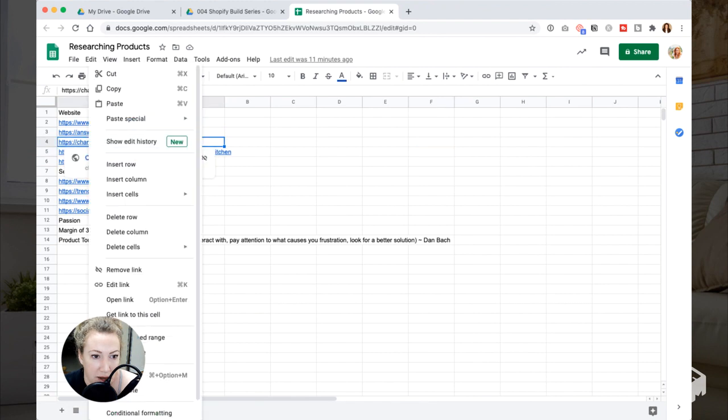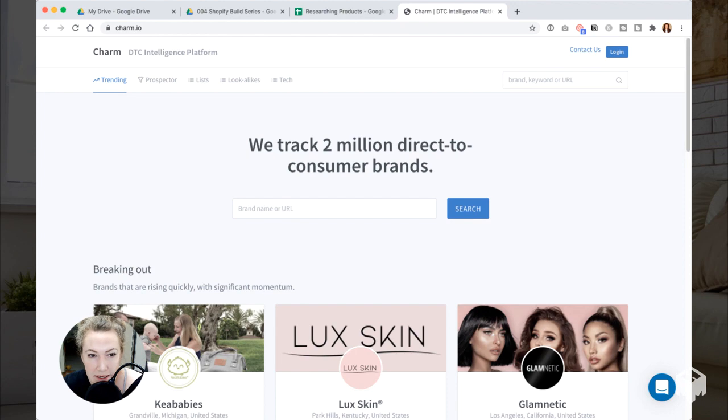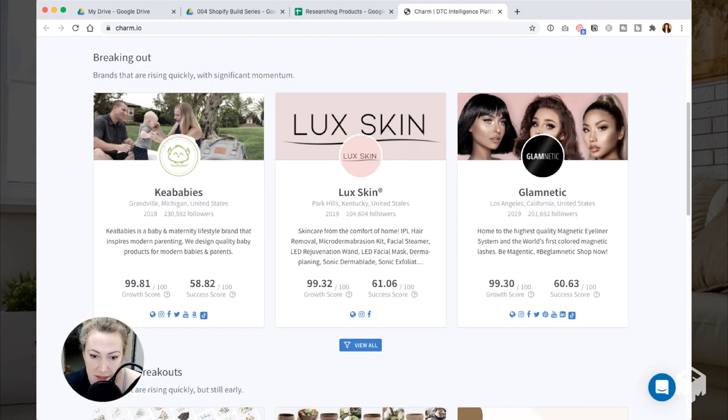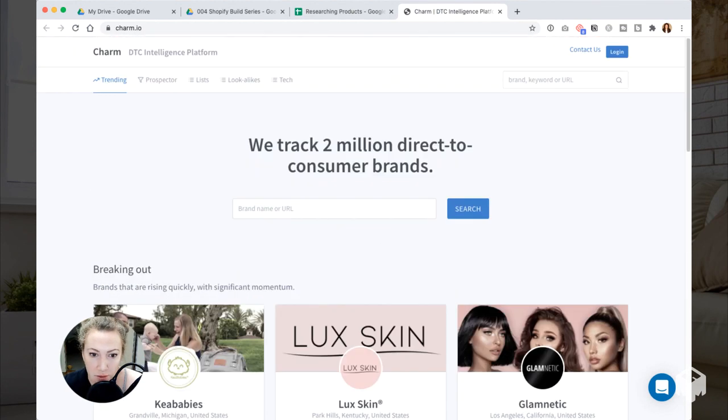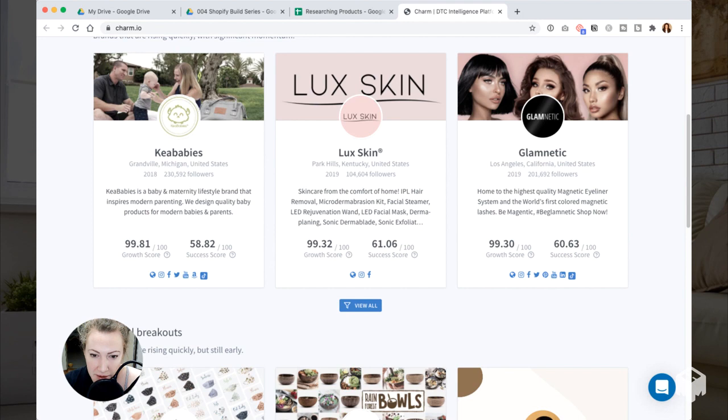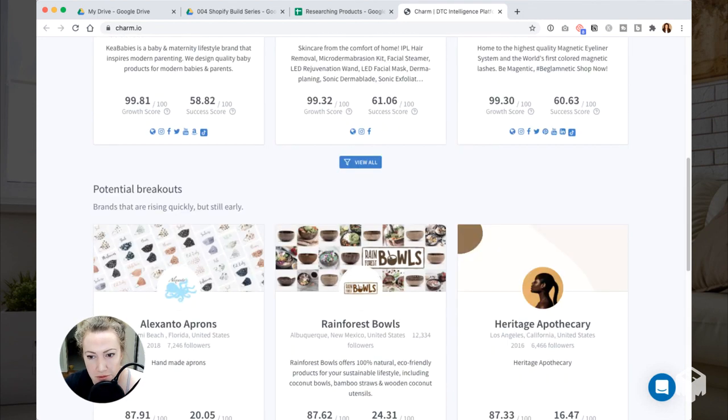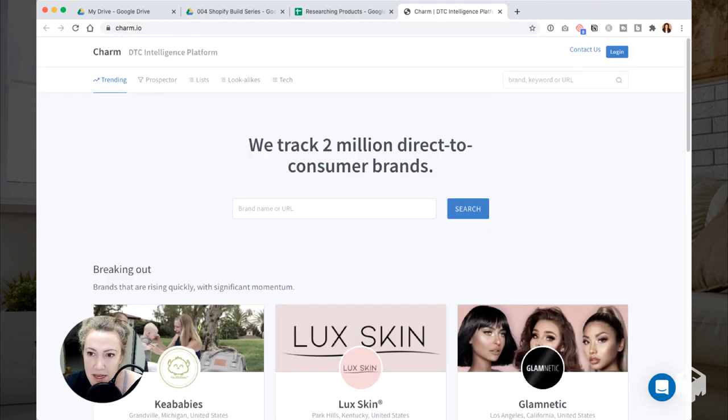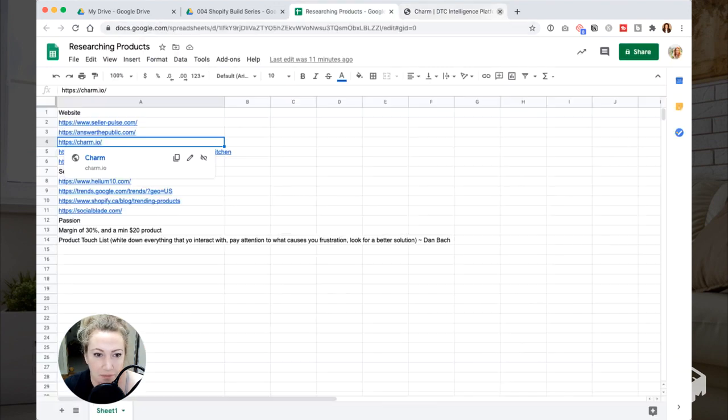Okay, charm.io. Charm's interesting. I actually just found out about Charm. They're a DTC, which means direct to consumer. So they manufacture their goods and they sell them direct to the consumer without any sort of middleman. You can go and search for any brand that you're curious about in the field and find out some stats on them too. This can be a super interesting platform. My understanding is their searching is all free right now. A lot of times when these platforms get released, they're free for the first little while, and then they start to implement a paid plan.